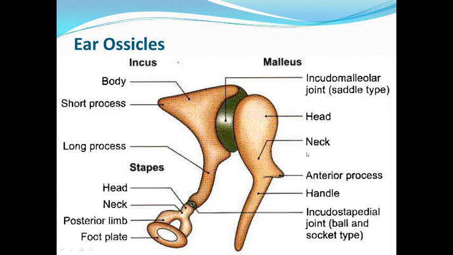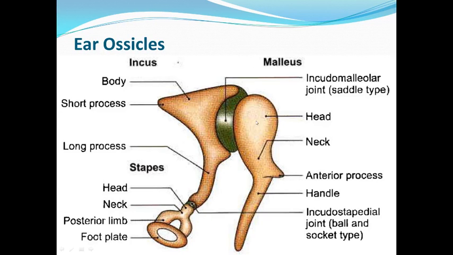As I have already told you in my previous video lecture, there are three ear ossicles, the smallest bones found in the human body, and these three ear ossicles are the malleus, incus, and stapes. So first of all, we'll talk about the malleus.